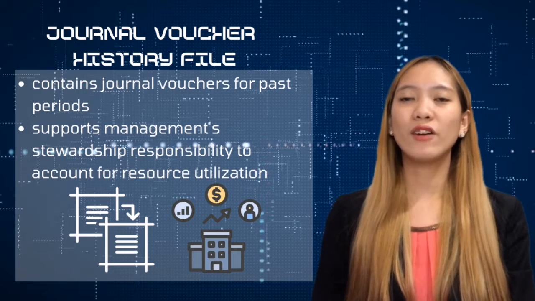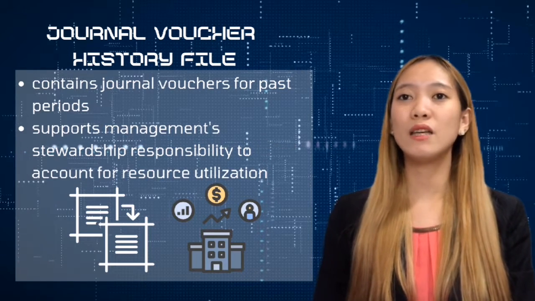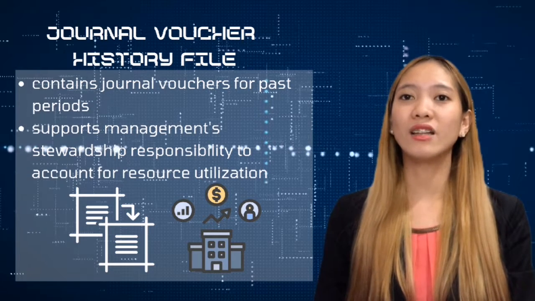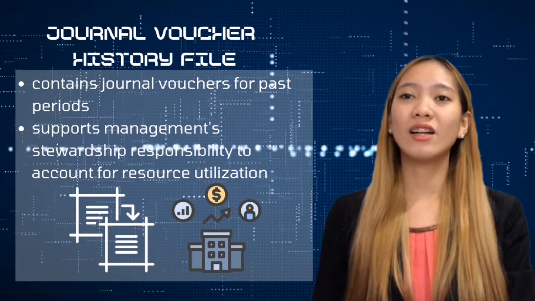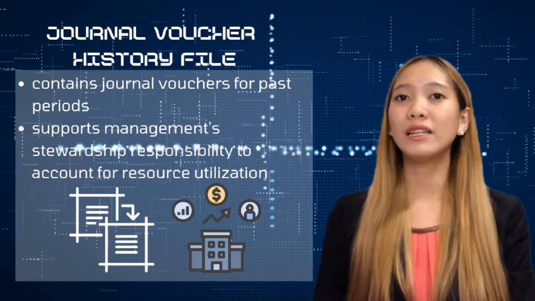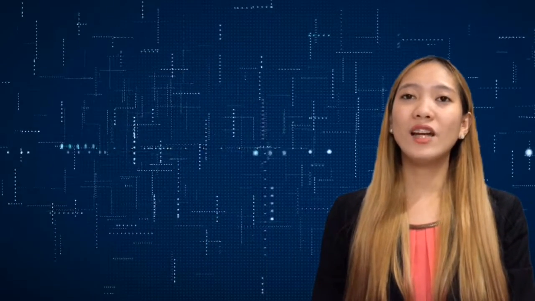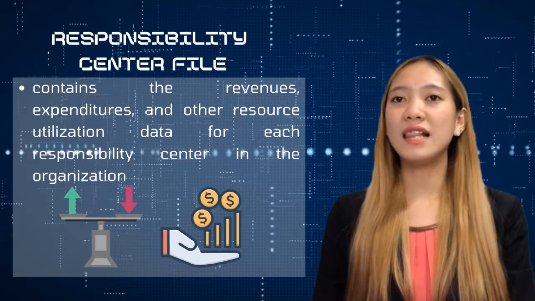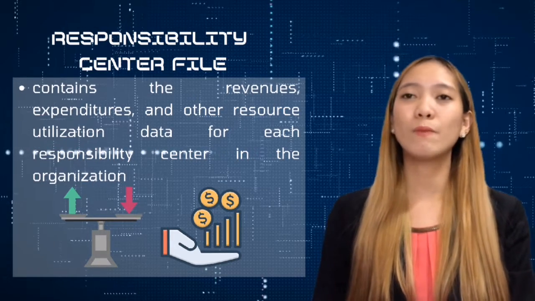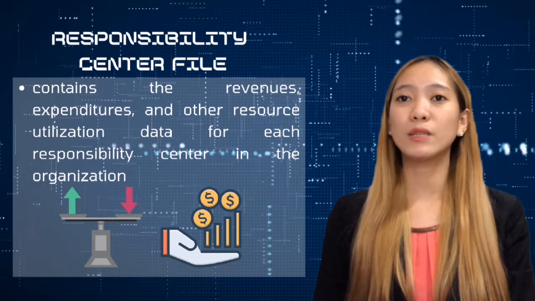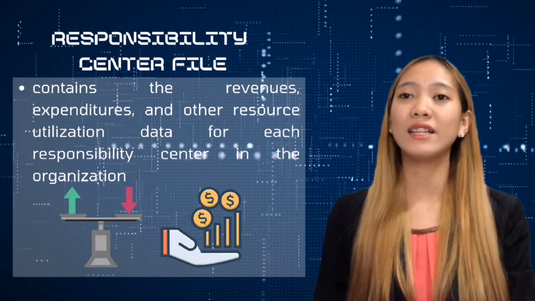This historical information supports management's stewardship responsibility to account for resource utilization. Both the current and the historical journal voucher files are important links in the firm's audit trail. Also, we have the Responsibility Center file. It contains the revenues, expenditures, and other resource utilization data for each responsibility center in the organization.